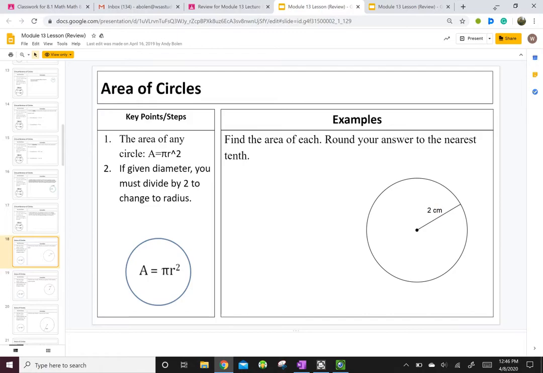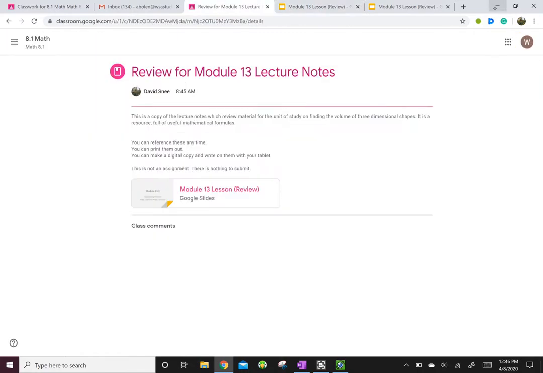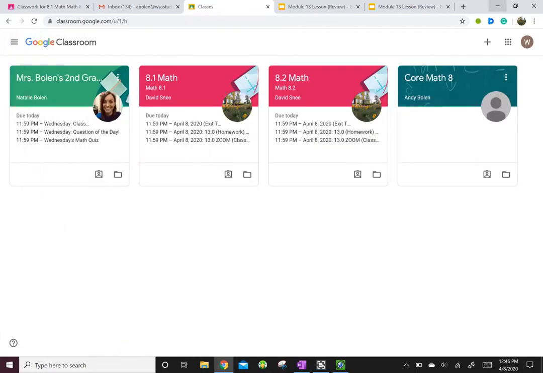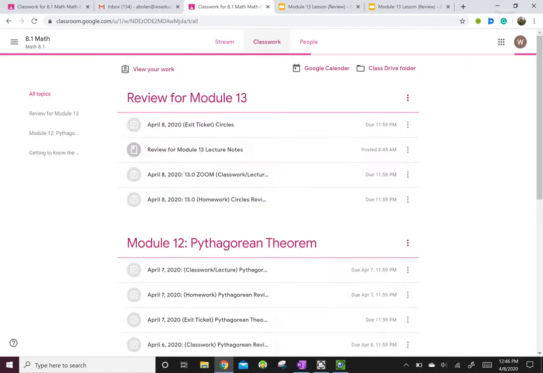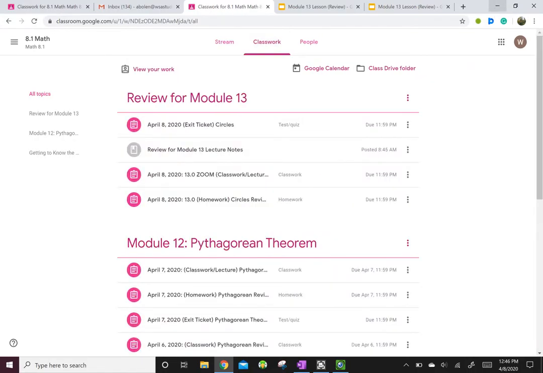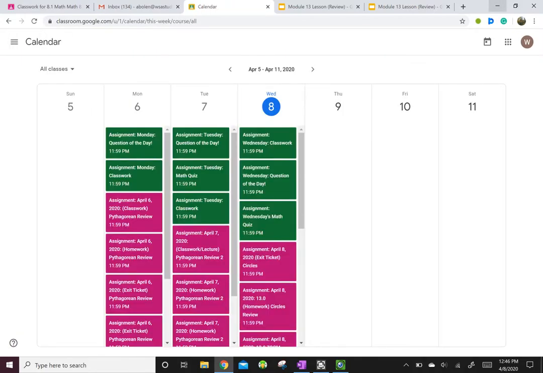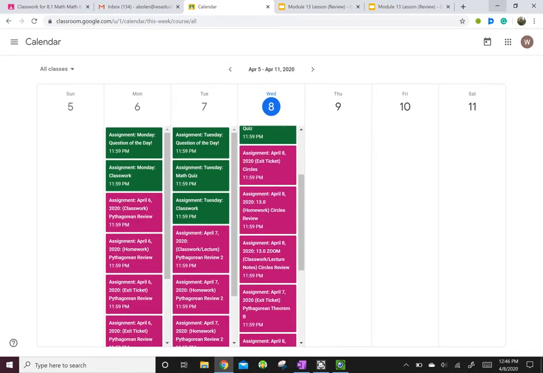Then I went back to the class. This, again, was the resource. That's in my stream. It's also in my classwork. We're reviewing for Module 13. You can find these things in lots of places. You can find all the assignments that are due today on the calendar right here. On the 8th, we have a Zoom lecture, we have homework and an exit ticket.